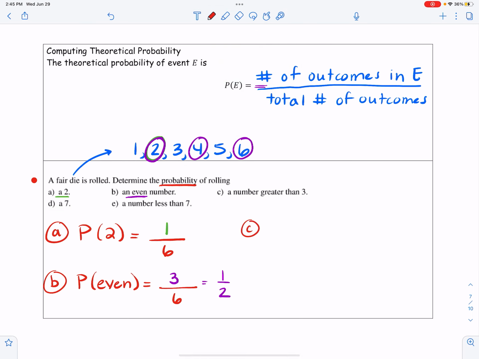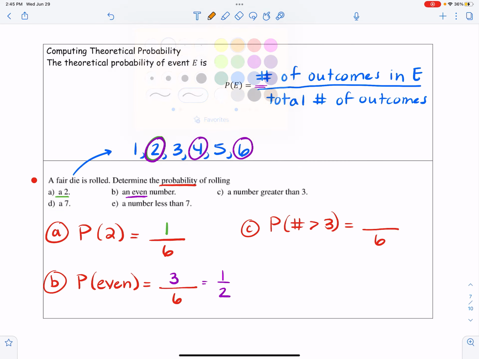All right, then all these are going to work the same way. The probability of a number greater than 3, that's part C. Total on the bottom. If I want a number greater than 3, that happens with 4, 5, or 6. So 3 possibilities there. And then again, simplify if you can.